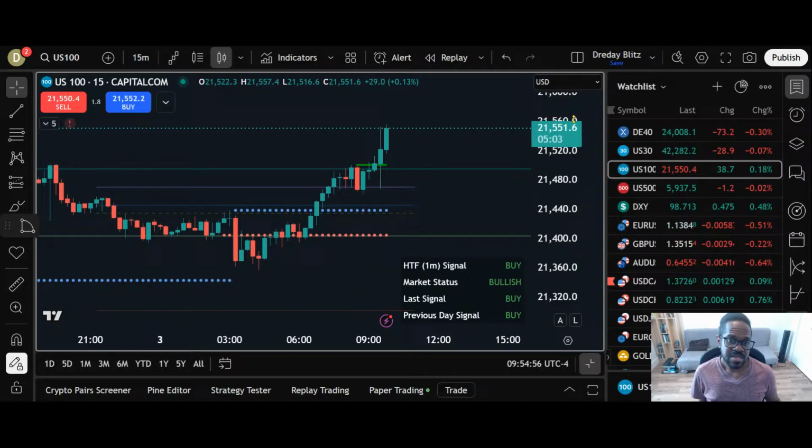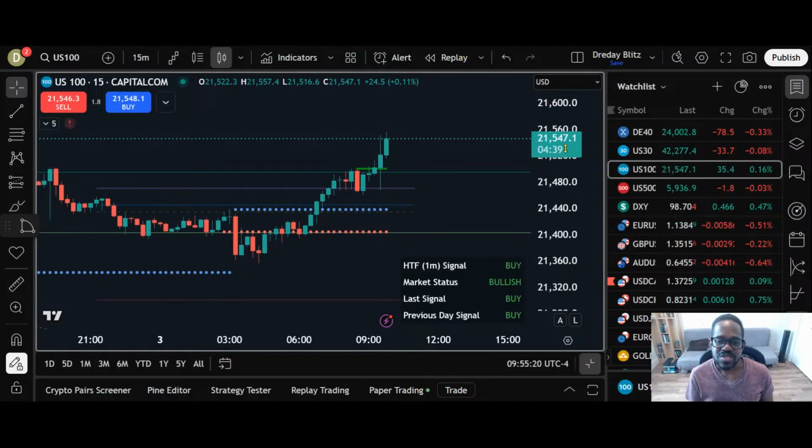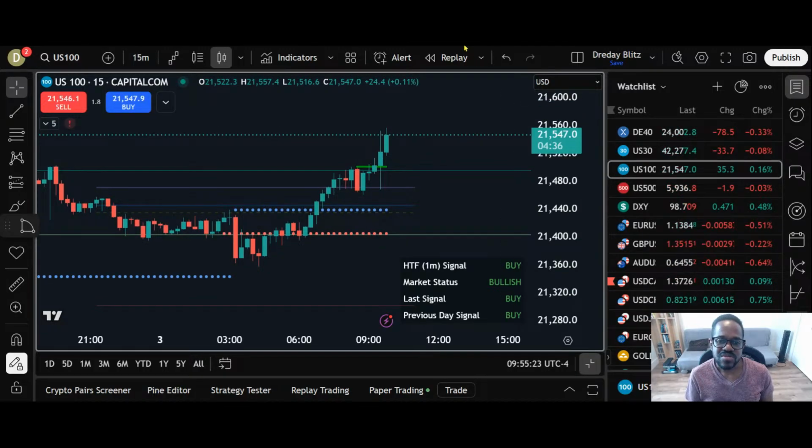Right now, Nasdaq is pushing it upside. Still have less than 6 minutes left before that 50-minute candle close. But we did see US30 and S&P 500 retracing in the downside here. So expecting the same here on Nasdaq.